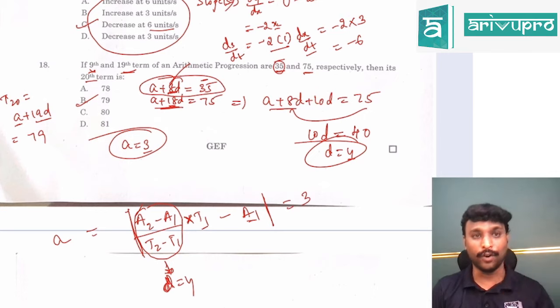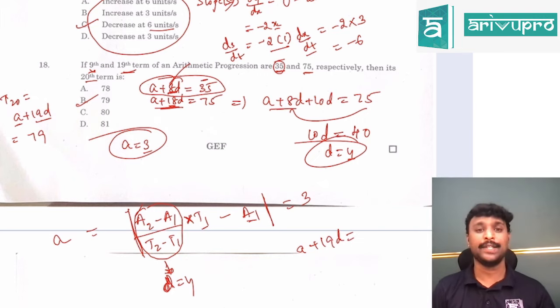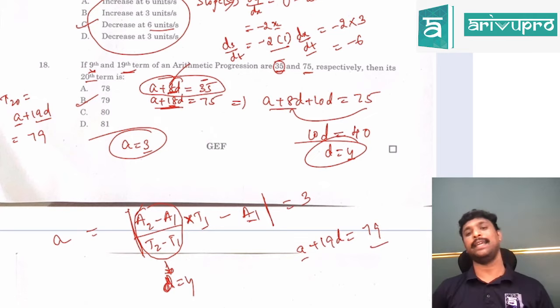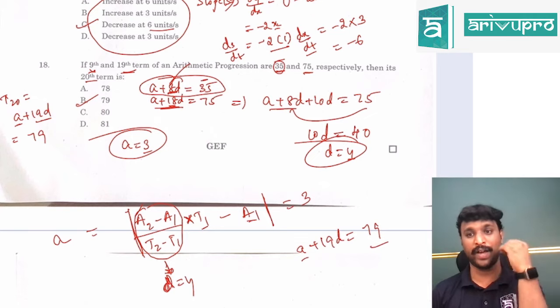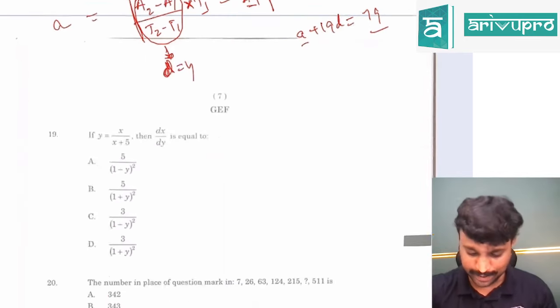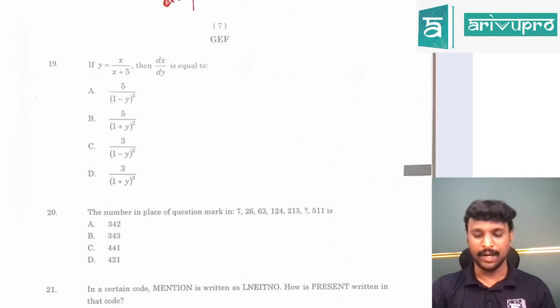Therefore, a plus 19d is what you need to find. So 19 into 4 is 76. 76 plus 3 is 79. So this is a shortcut. You can easily find it out. If you know type 5 of simple interest that I had discussed, you can easily apply this for this kind of problem. Guys, look at the next question.